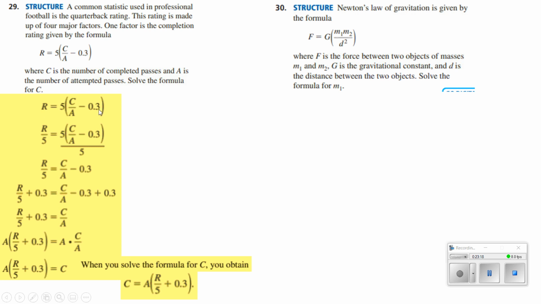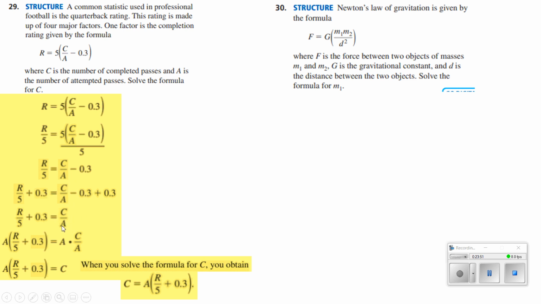Well, we start with the formula. Remember, we're multiplying by 5 over here, so I'm going to divide 5 away. Whatever I divide from one side, I do to the other. That's going to leave me R divided by 5 equals C over A minus 0.3. Remember, I want to get C by itself, so I'm going to add 0.3 to both sides so I can isolate this term. Whatever I add to one side, I do the other. So now I have R divided by 5 plus 0.3 equals C over A.